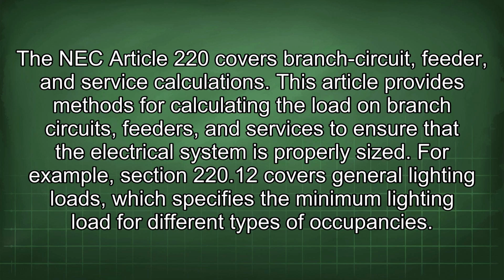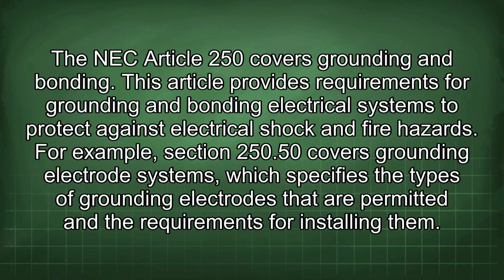The NEC Article 220 covers branch circuit, feeder, and service calculations. This article provides methods for calculating the load on branch circuits, feeders, and services to ensure that the electrical system is properly sized. For example, Section 220.12 covers general lighting loads, which specifies the minimum lighting load for different types of occupancies. The NEC Article 250 covers grounding and bonding.